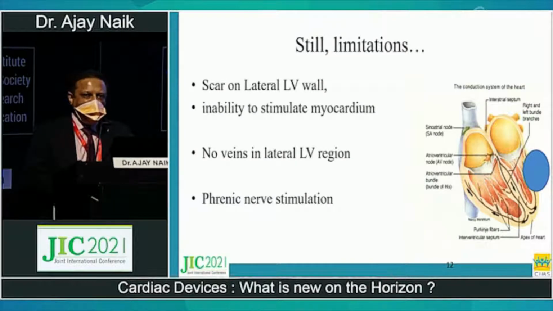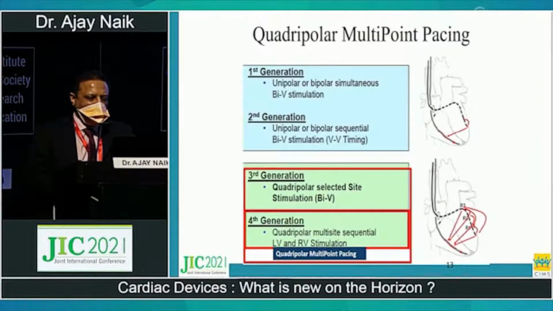There may be no veins in that specific patient, or the area may be scarred due to previous myocardial infarction, and whatever you do, you may not be able to stimulate the myocardium, or the phrenic nerve may be running just there, and if you stimulate at that point, that may cause phrenic nerve diaphragmatic stimulation. So there are limitations. How to get around it?